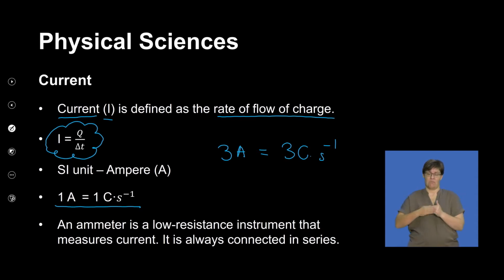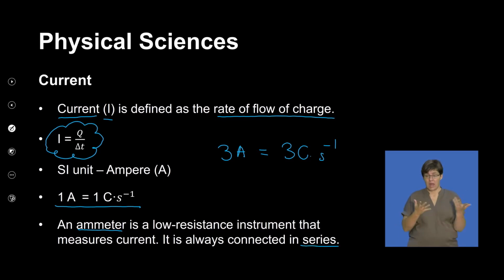Okay, so an ammeter is a device which has got low resistance. What do we mean when we say it's a low resistance device or instrument? It means that all the current will pass through the ammeter, and we're saying that the ammeter does not offer any resistance to the flow of charge, right? So it is always connected in series.